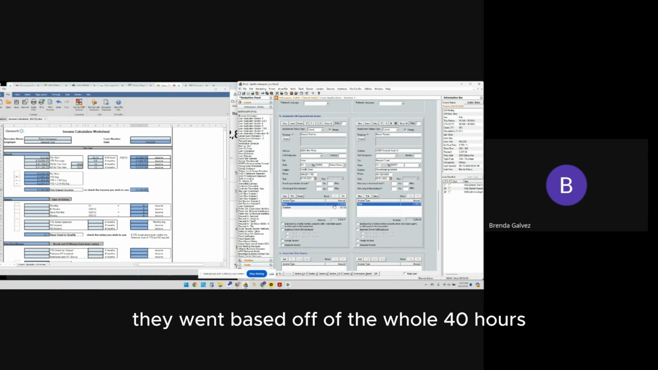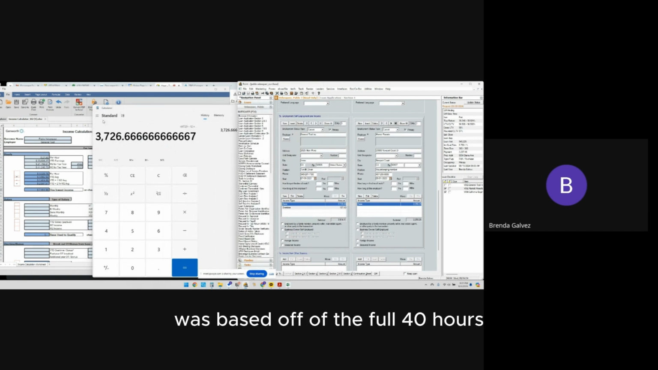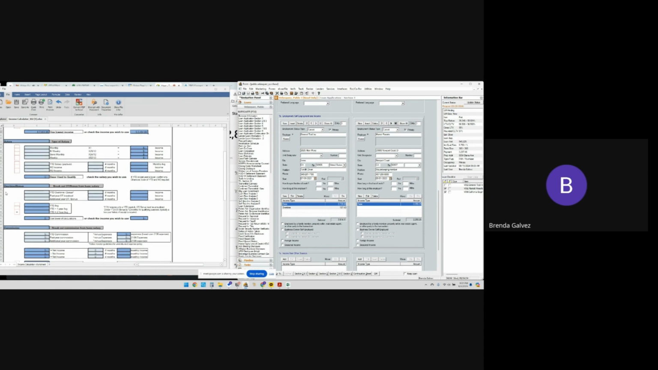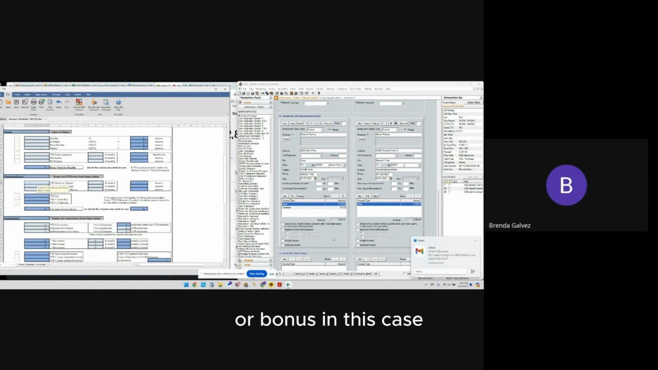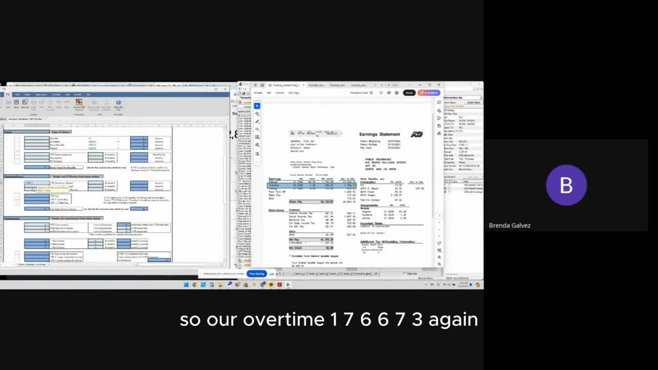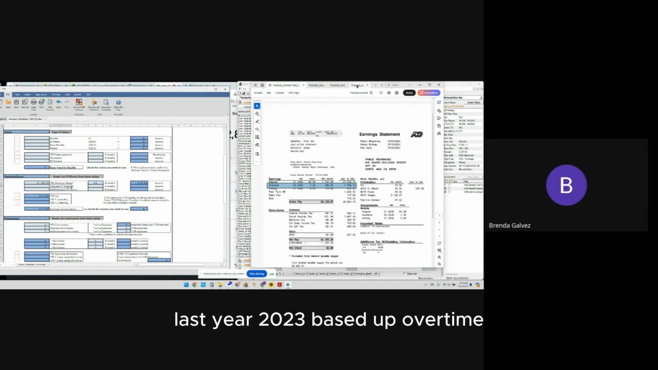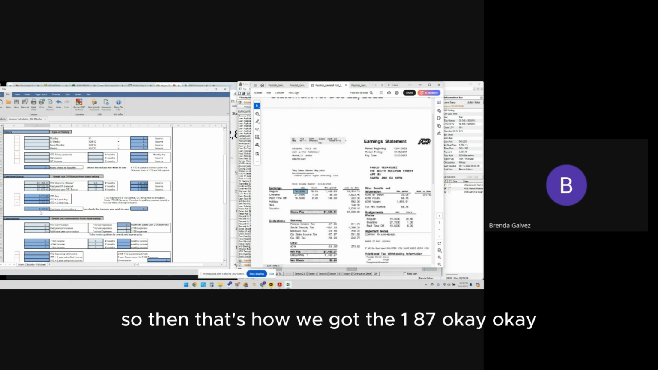I think on here they went based off of the full 40 hours. So the income that we have on here was based off of the full 40 hours. Overtime, we have this section right here that calculates overtime. So we're going to do the year to date for the overtime or bonus in this case. Let me see, where's my pay stubs? So our overtime, 0.76673. Again, it's going to be for the 6.5 months. Last year, 2023 pay stub overtime. So then that's how we got the 187.